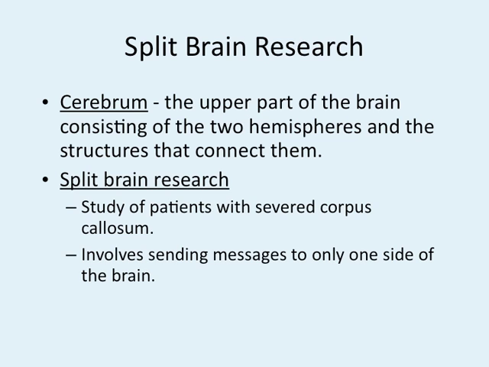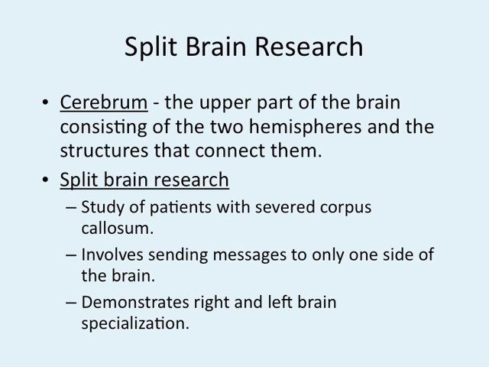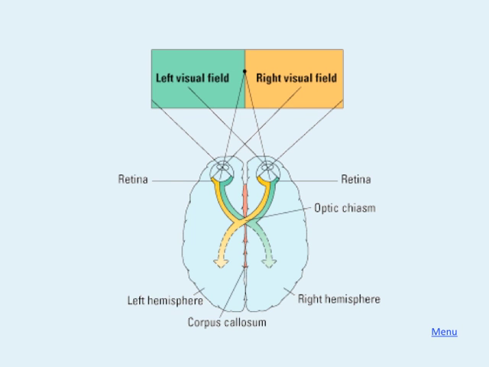It involves sending messages only to one side of the brain. So in essence, split brain research is when we cut the brain, and our left and right hemispheres are not allowed to speak. It demonstrates the left and right specialization. Your right side of your brain does one thing, your left hemisphere does a completely different thing. Okay? So let's look at what type of things our left and right side of the brain do.